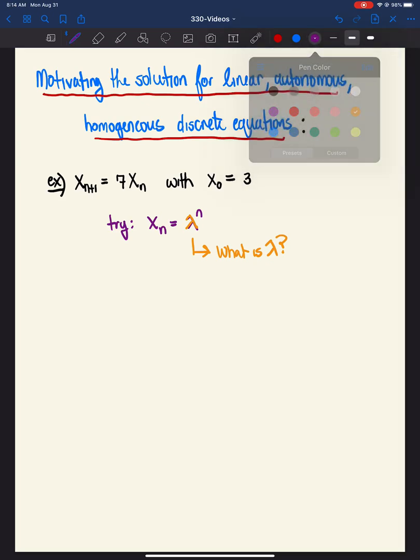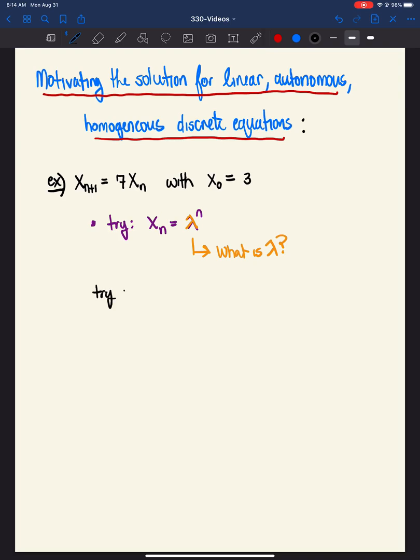But what we didn't really dive into in class was, why do we guess solutions like this? So this video is just going to motivate why we're guessing solutions of x_n equals lambda to the n, or where this solution ansatz comes from. So the first thing I'd like us to do is just try iterating. And again, we're just motivating where this solution comes from.